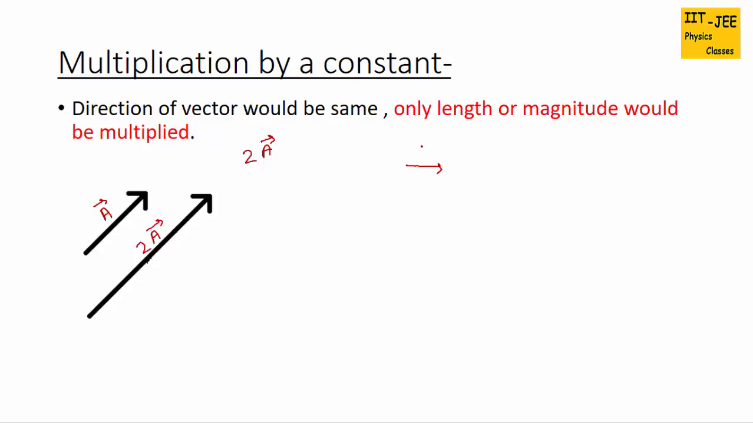Here we have vector P and we have to draw 3 times P vector or 3P. So for that we will draw a parallel vector to P with the length 3 times and direction would be the same. This is 3P vector. Same way we have a vector Q here and we want to draw a 4Q vector. In that case we will draw a parallel vector to Q with the length 4 times. So 1, 2, 3, 4. 4 times. This is 4Q vector.